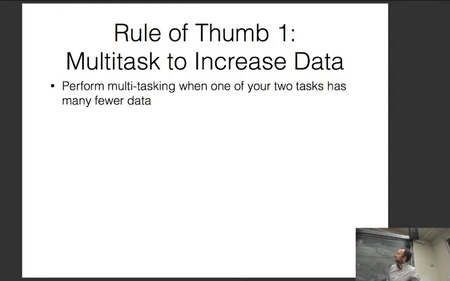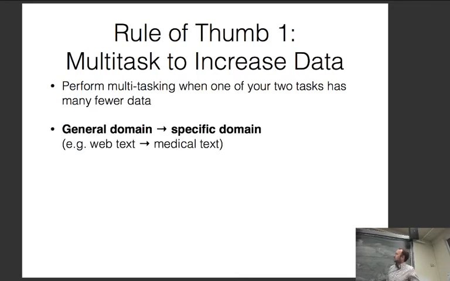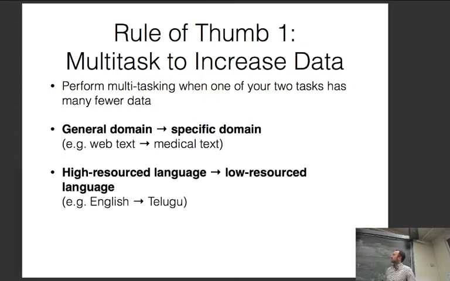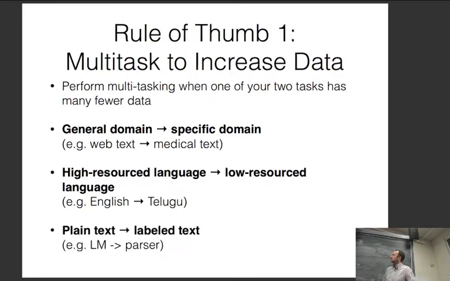So in general, if we have a specific domain that we're interested in, we'll want to use lots and lots of data from the general domain because this increases the amount of data that we have. If we want to do a low resource language, for example, we might want to do training on a high resource language where we have more data. If we want to do something where we require hand-labeled text, it's probably a good idea to use plain text or some sort of naturally occurring text rather than other things.